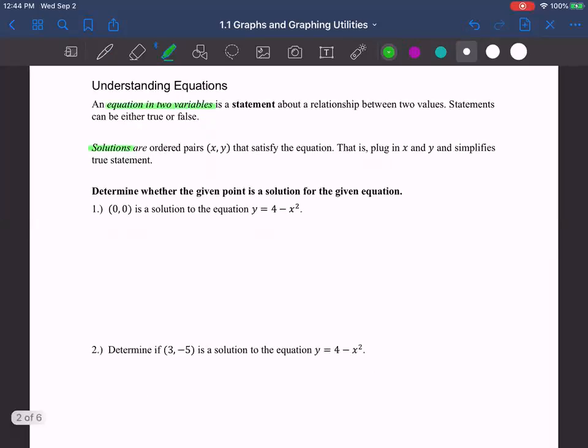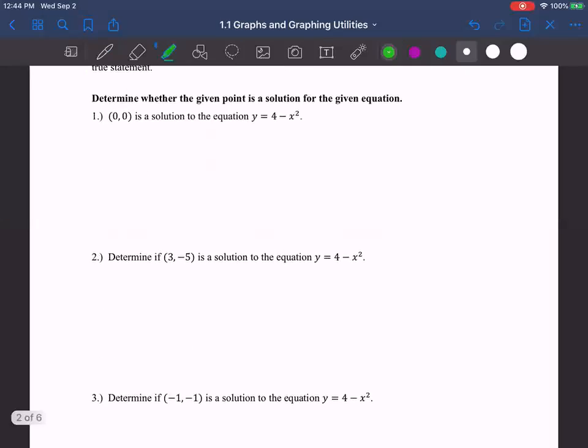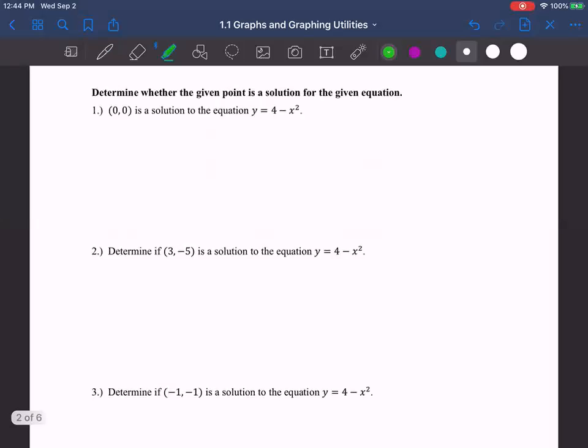So let's try some of that right here. Determine whether the given point is a solution for the given equation. So all we're going to do here is simply plug these in. This value here will be the X value. So we have X is equal to 0. This value here will be the Y value.